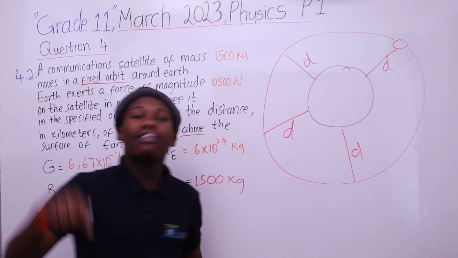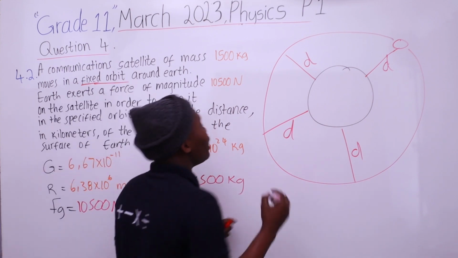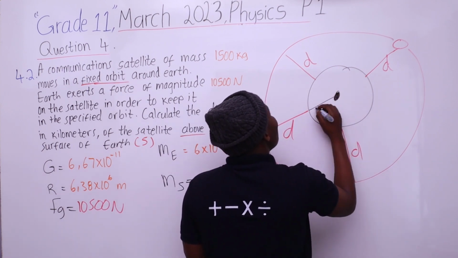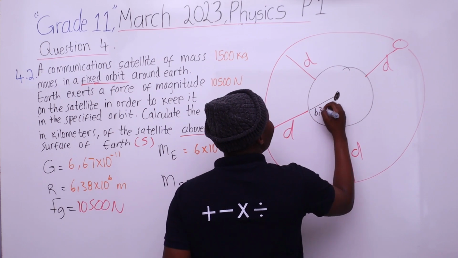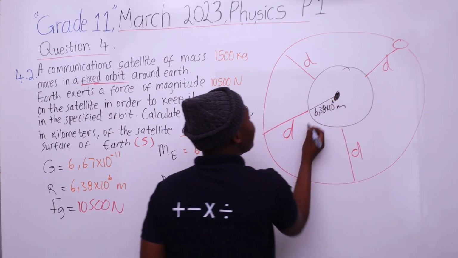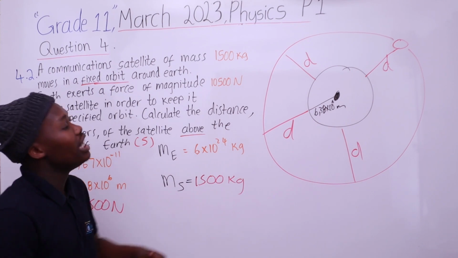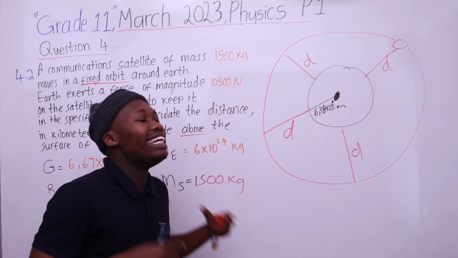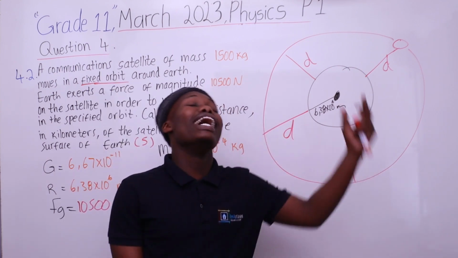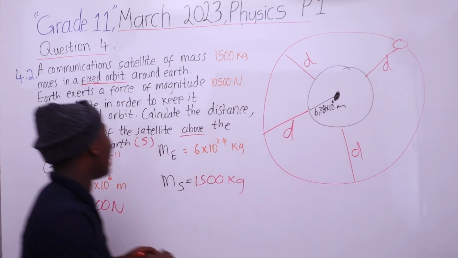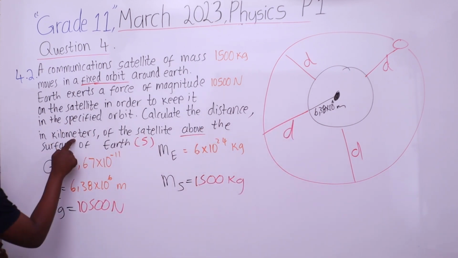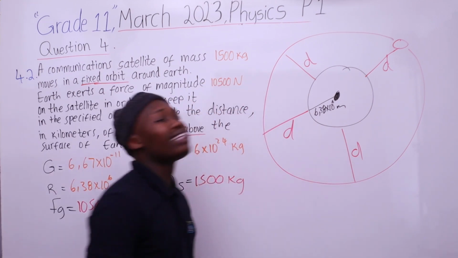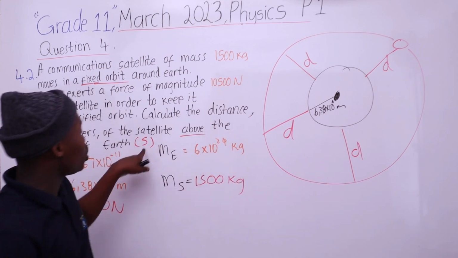The distance we want to calculate is this one. We already know the radius of the Earth, from here to the Earth's core, is 6,38 times 10 to the power 6 meters. The remaining one is what we want to find, so that we get how many meters the satellite is away from the surface of the Earth. But they said the answer must be in kilometers. You will get the answer in meters, so you must divide by 1,000 as your final answer, which is why it is 5 marks.